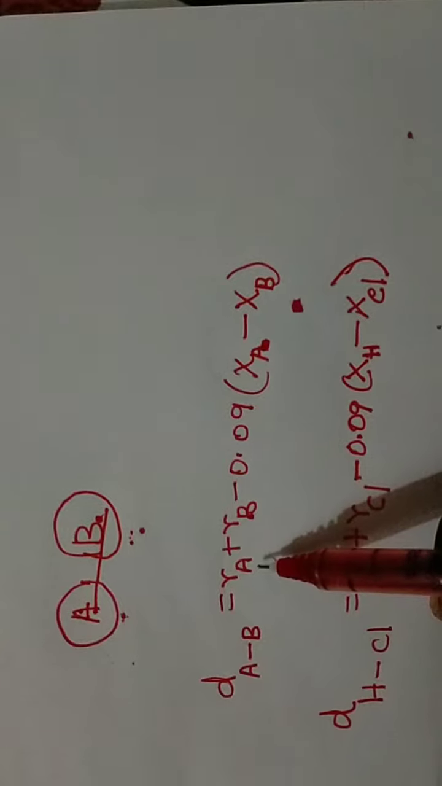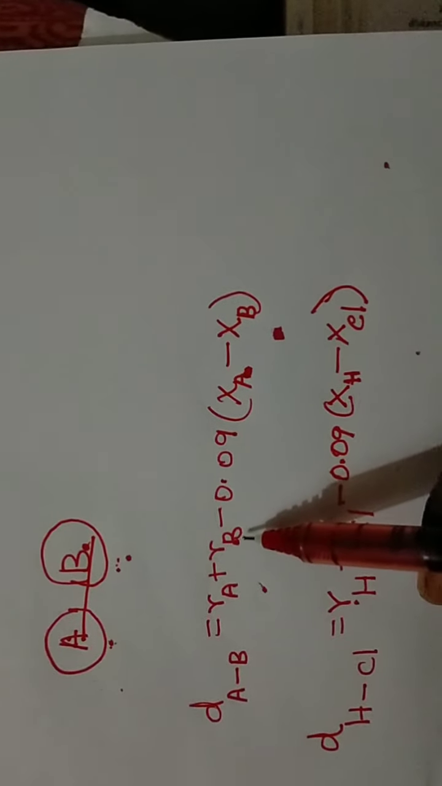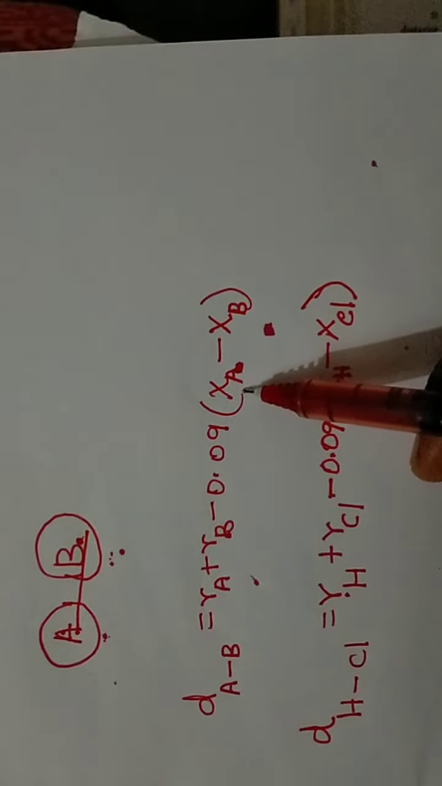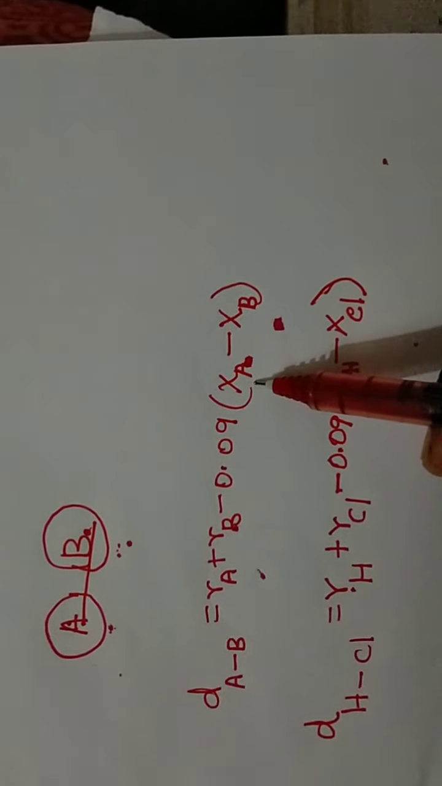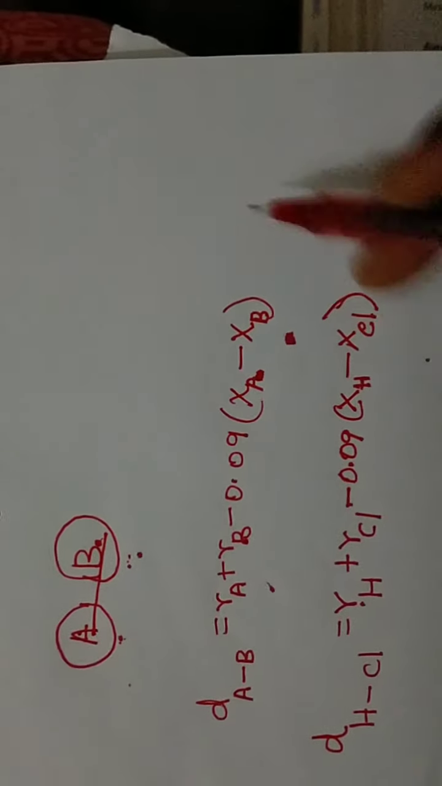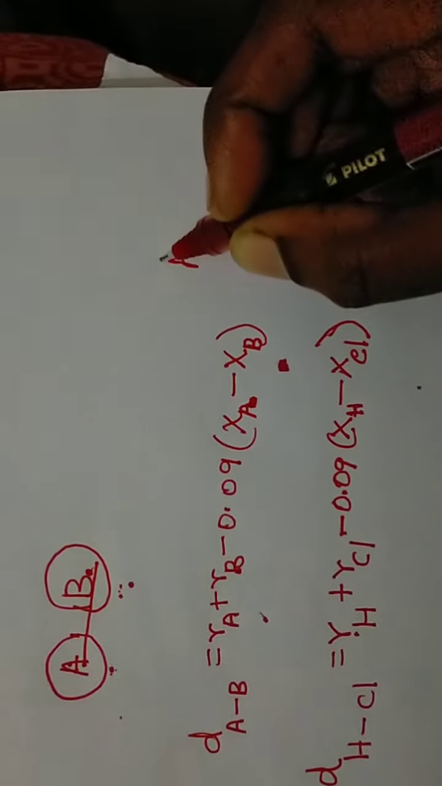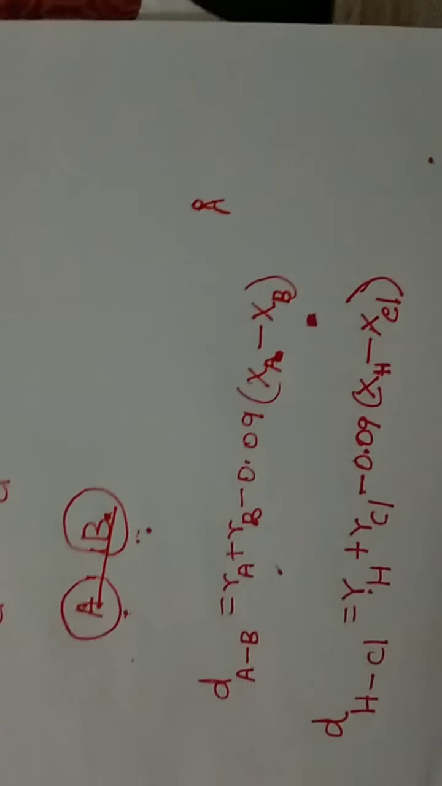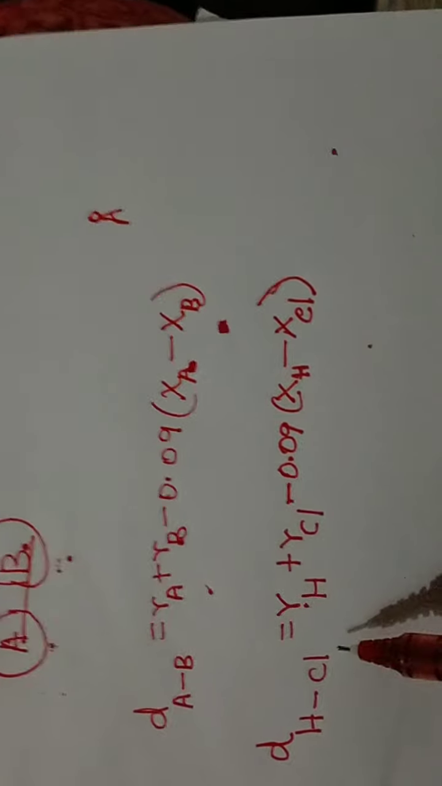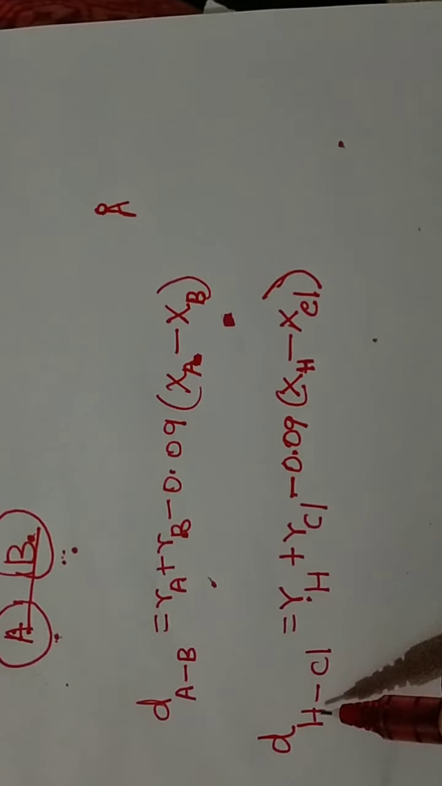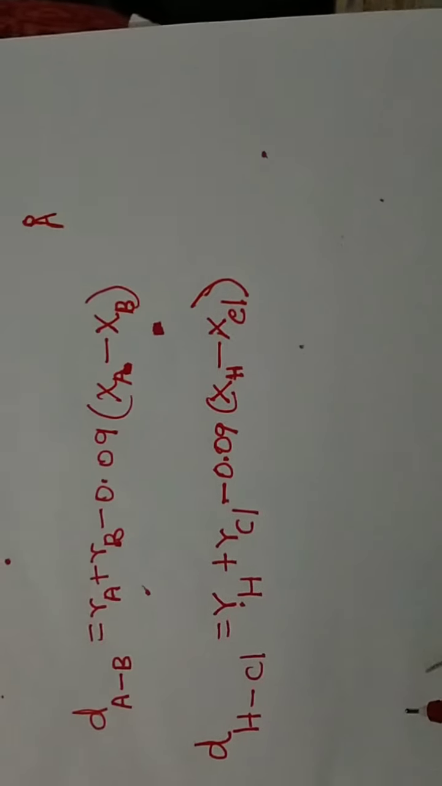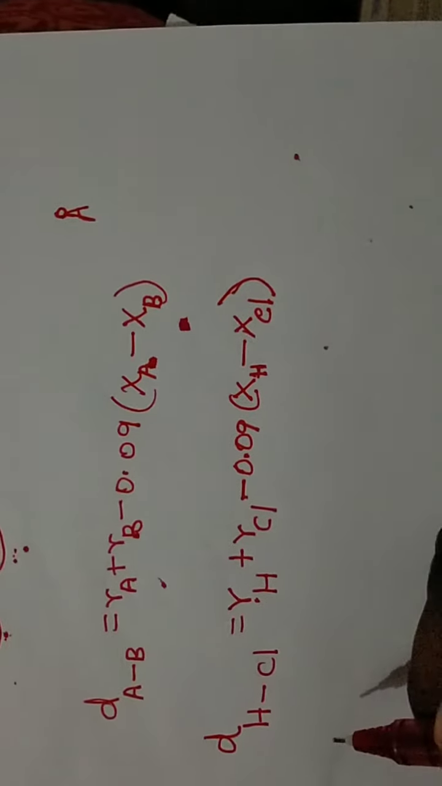Here R_A means radius of A, R_B means radius of B. What is X_A? Electronegativity of A, X_B electronegativity of B. And the unit here we mentioned is angstrom. So calculating the internucleus distance between hydrogen and chlorine, they have given some experimental data for this hydrochloric acid.